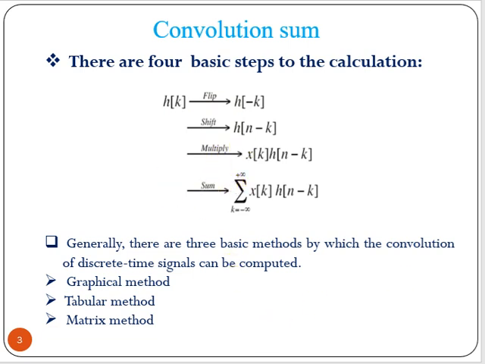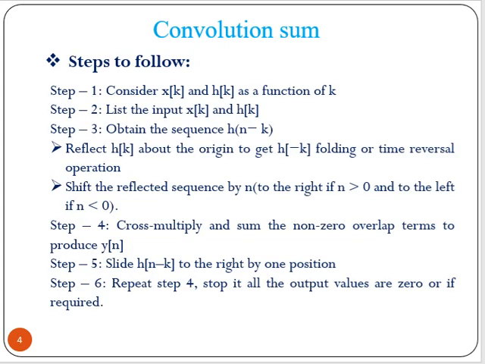Generally there are three basic methods by which the convolution of discrete time signals can be computed: the graphical method, the tabular method and the matrix method. Now the general steps that we have to follow. In the problem, x of n and h of n are given. So we consider x of k and h of k as functions of k. K is a dummy variable. Then we list the input x of k and h of k. Then we find h of minus k by flipping or time reversal, and then obtain h of n minus k.